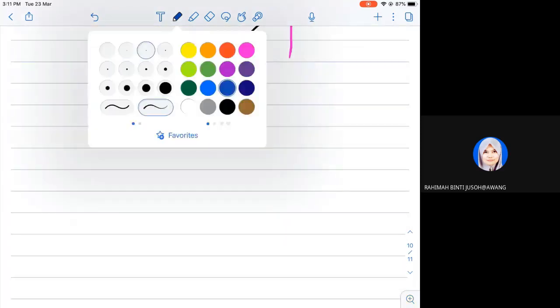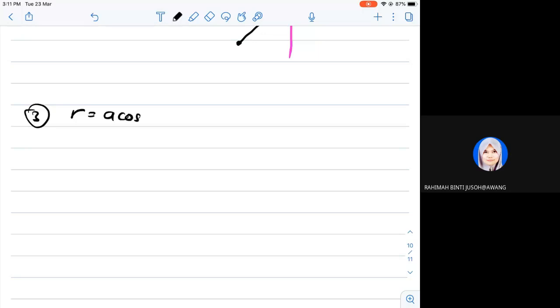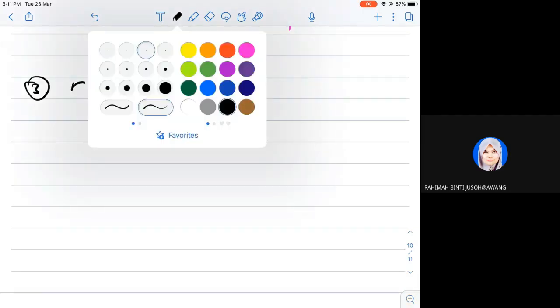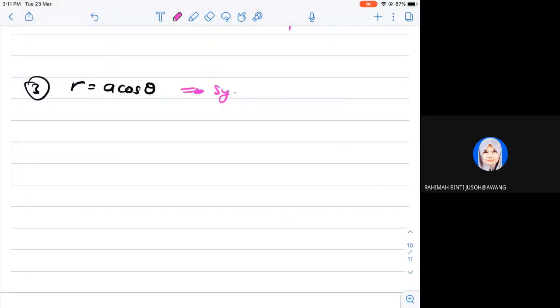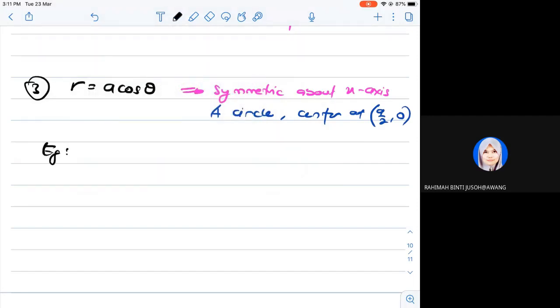Okay, number 3. R equals A cos theta. A circle. This equation is symmetric about the x-axis. Also a circle, but the center is at A over 2 and 0. Okay, for example, sketch number 1, R equals, let's say, 10 cos theta. And then number 2, R equals -6 cos theta.